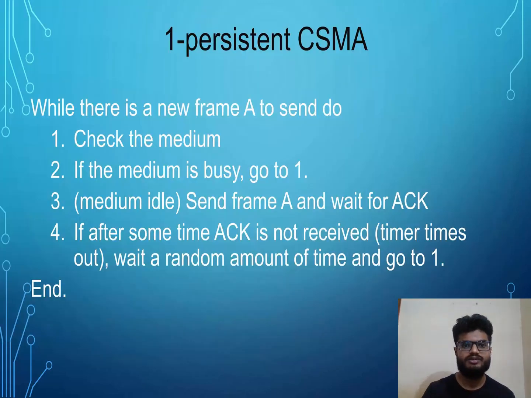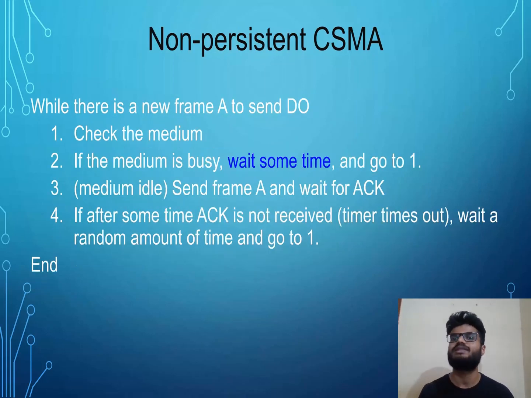Now there is one-persistent CSMA, a classification of CSMA, where it will check whether the medium is busy or idle. If it is busy, it will check the medium again and again. When the medium gets free, it will send the message, first sending an acknowledgement. If after some time the acknowledgement is not received, the timeout occurs, it waits a random amount of time, and then it will go and check the medium again.